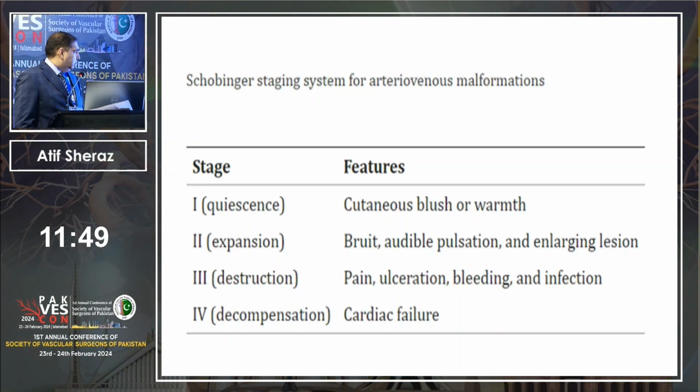So clinically, AVMs are divided into phases. The first is the quiescence phase, where there is a cutaneous blush or warmth. Then the expansile stage, where we have a bruit, audible pulsation, and enlarging lesion. And then the destruction phase, where there is pain, ulceration, bleeding, and infection. And finally, especially in case of large AVMs, the patient goes into cardiac failure.